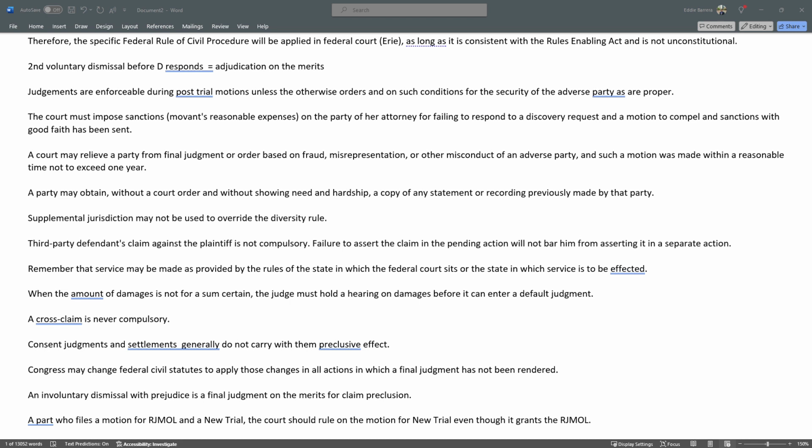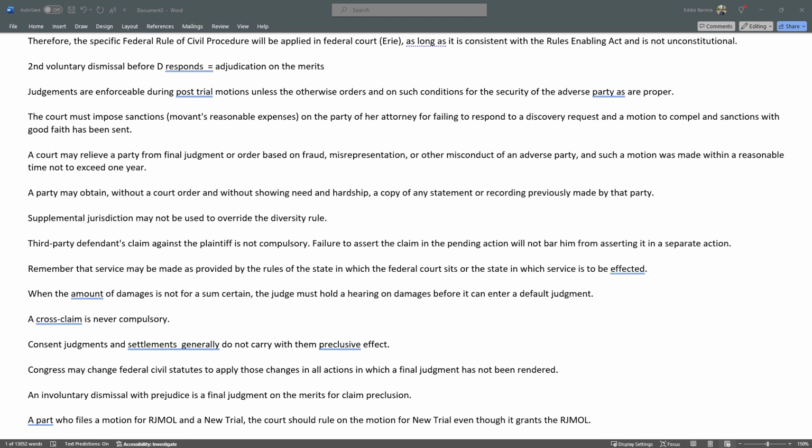Second, voluntary dismissal before D responds equals adjudication on the merits. Judgments are enforceable during post-trial motions unless the court otherwise orders and on such conditions for the security of the adverse party as are proper. The court must impose sanctions, movant's reasonable expenses, on the party or her attorney for failing to respond to a discovery request and a motion to compel, and sanctions if good faith effort has been made.